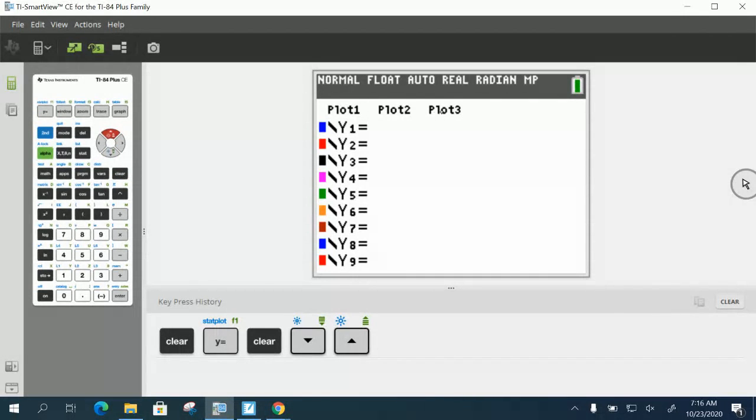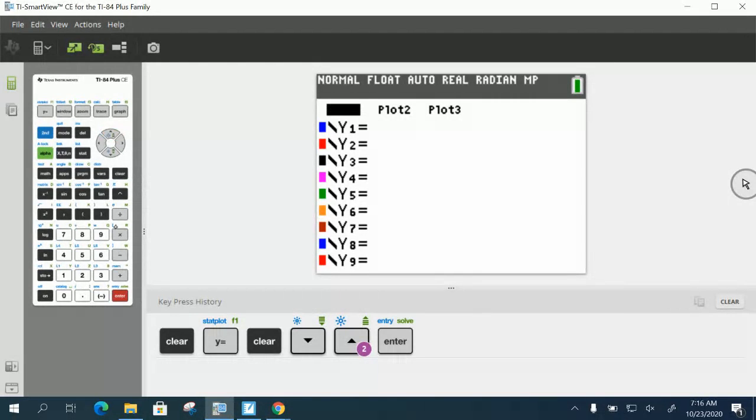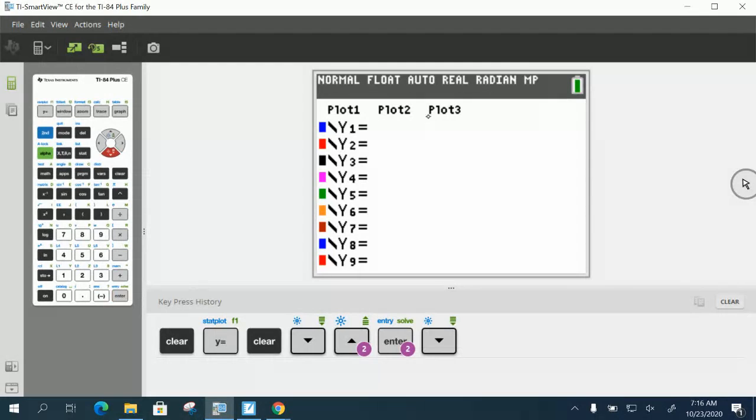Also, the plot 1, 2, and 3 should be unhighlighted. So for example, if your plot 1 is highlighted like that, you have to hover over it and press enter to unhighlight it. So you don't want your plots to be highlighted, or else it'll give you an error message. If you experience any other problems with your calculator, just ask me when you come to class, or if you are an e-learner, just shoot me an email if you can't figure out how to get your calculator to work, or if it's giving you some kind of error message. Tell me what the error message is, and then I can tell you how to fix it.